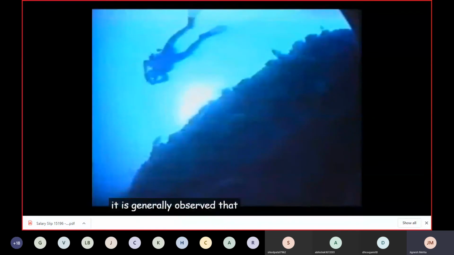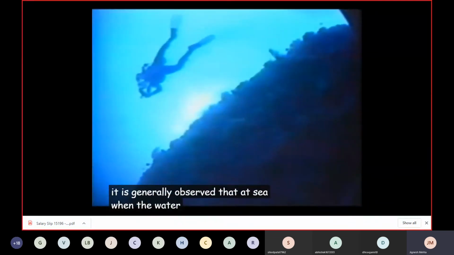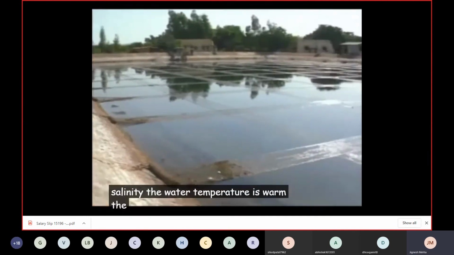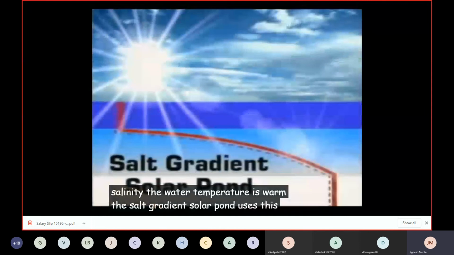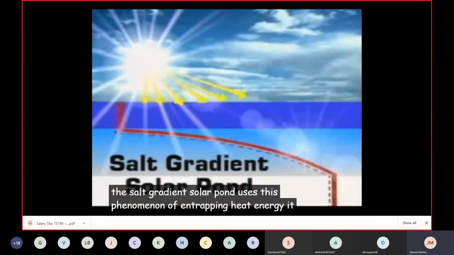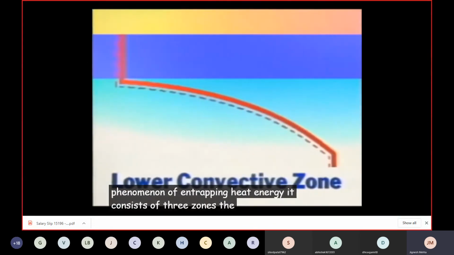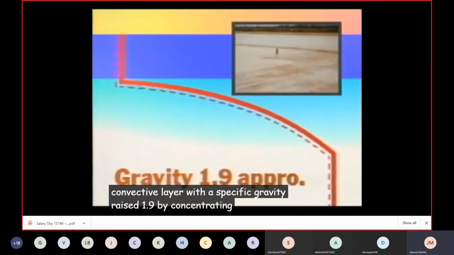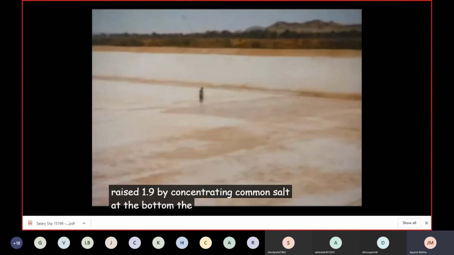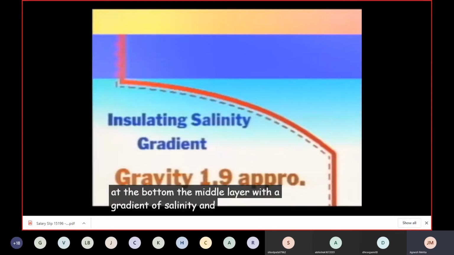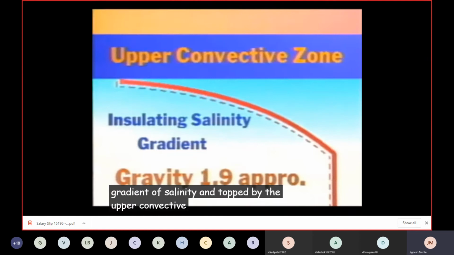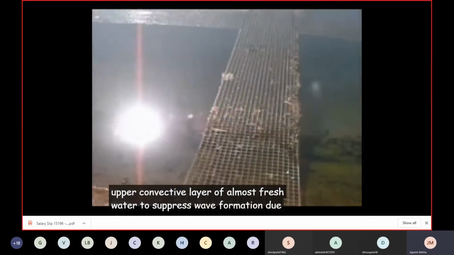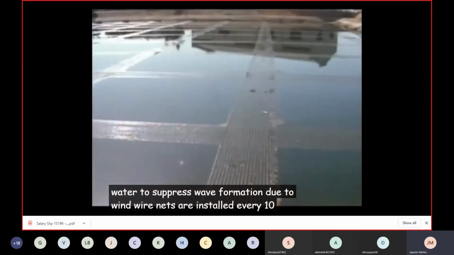It is generally observed that at sea, when the water at the seabed has higher salinity, the water temperature is warm. The salt gradient solar pond uses this phenomenon of entrapping heat energy. It consists of three zones. The lower convective layer with a specific gravity raised to 1.9 by concentrating common salt at the bottom, the middle layer with a gradient of salinity, and topped by the upper convective layer of almost fresh water. To suppress wave formation due to wind, wire nets are installed every 10 meters.